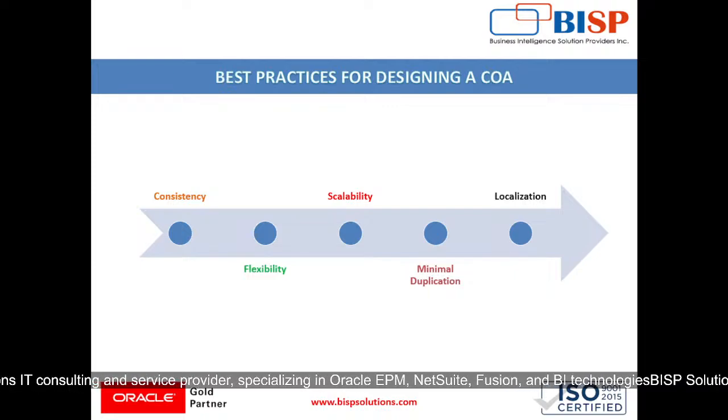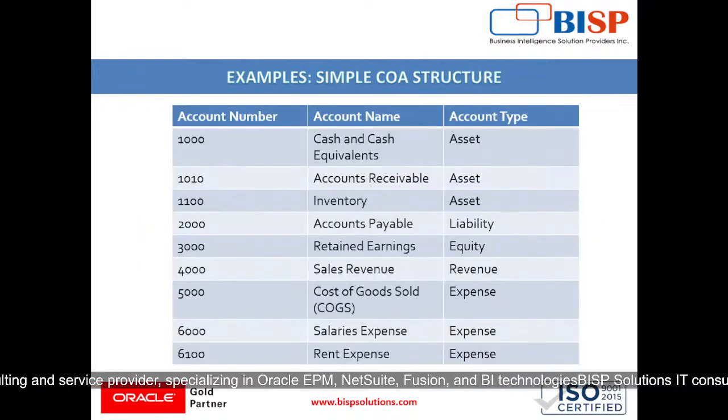Now, for example, a simple CoA structure we will be making. Account name cash and cash equivalents, which is an asset, we will be providing account number as 1000. Accounts receivable we will be marking as 1010 account number, which is also an asset type, and inventory we will be mentioning as 1100, which is an asset only.